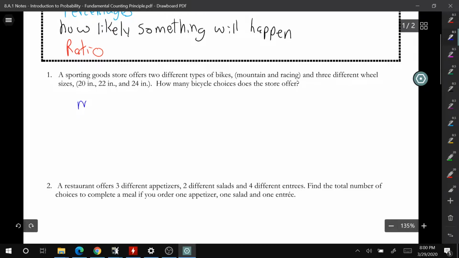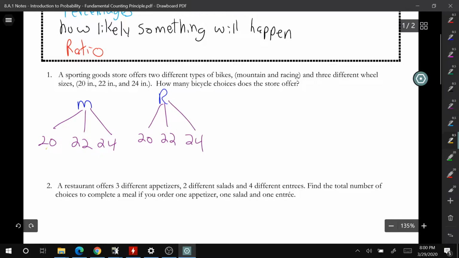So we have a mountain bike, and then we have our racing bike. And in a mountain bike, I could have a 20-inch, a 22-inch, or a 24-inch. And same thing for a racing bike. So we could have a 20-inch mountain bike, a 22-inch mountain bike, and a 24-inch mountain bike. And we could have a 20-inch racing bike, a 22-inch racing bike, or a 24-inch racing bike. So we have 6 different options.